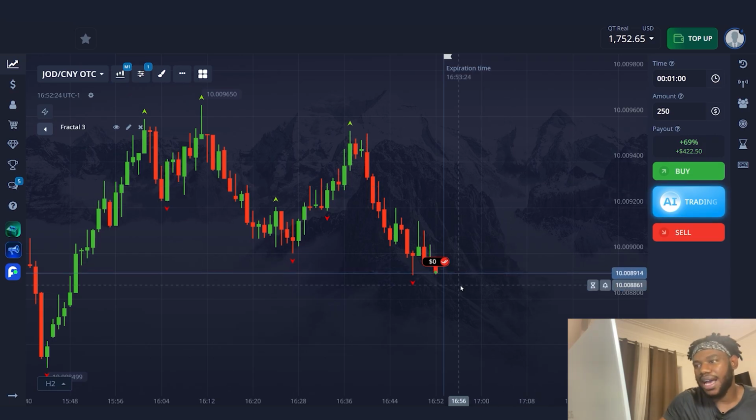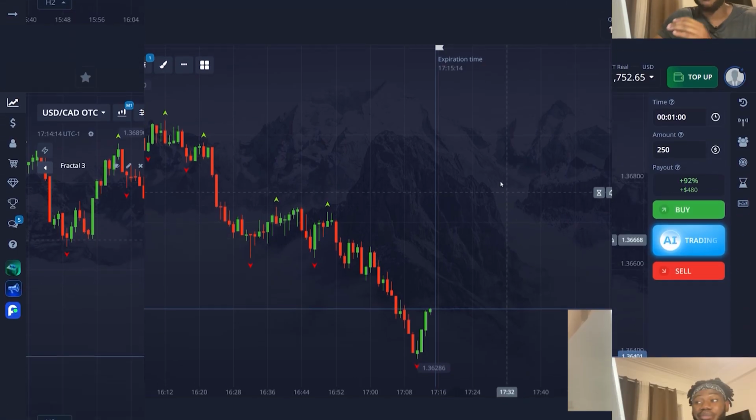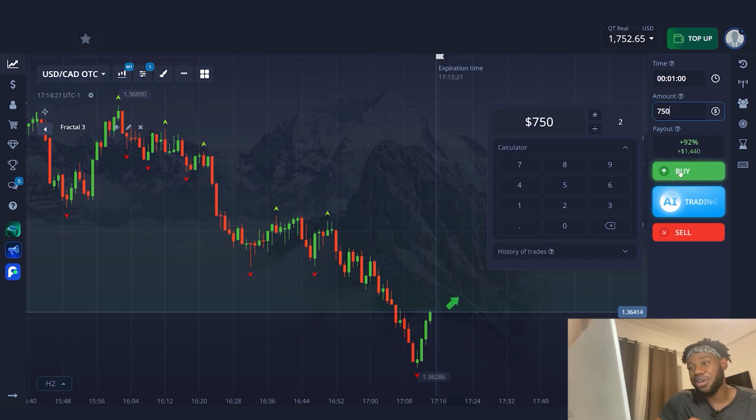Oh, alas, I got a loss. The price started to decrease. I expected the situation to happen, so I'm not really worried about the outcome of the trade. Let's get back to work because there is still a couple of trades ahead. I am increasing the trade amount to $750. My forecast is that the price will rise. I press the green button to open the trade.